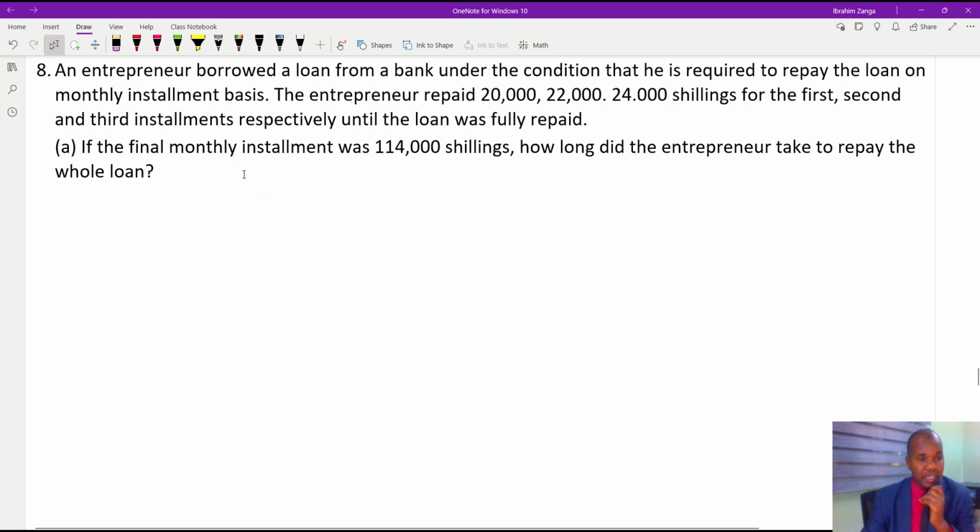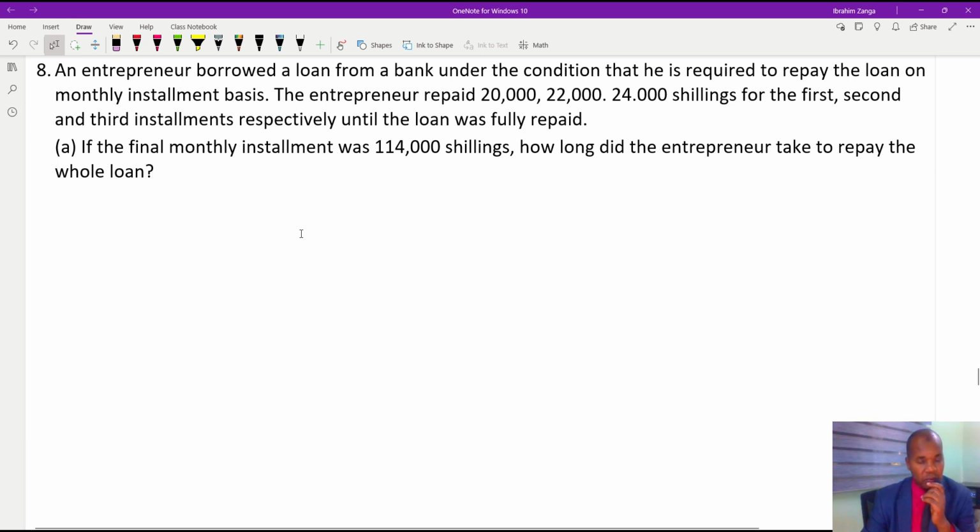Swali la 8 nasema, an entrepreneur borrowed a loan from a bank under the condition that he is required to repay the loan on monthly installment basis. The entrepreneur repaid 20,000, 22,000, 24,000 shillings for the first, second, and third installment respectively until the loan was fully repaid. If the final monthly installment was 114,000 shillings, how long did the entrepreneur take to repay the whole loan?